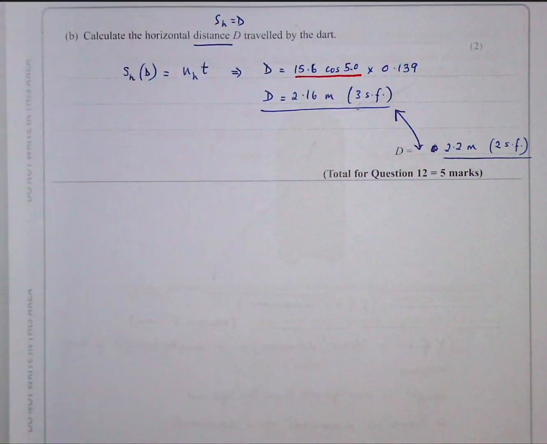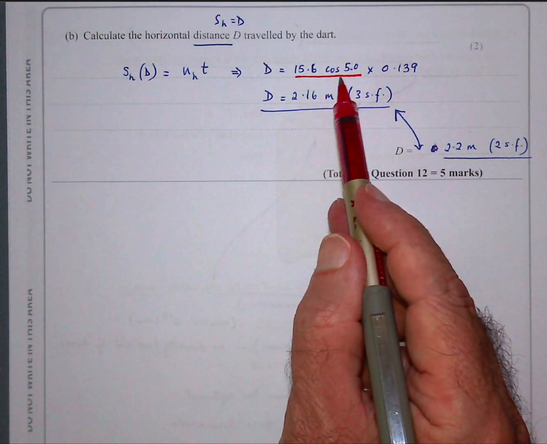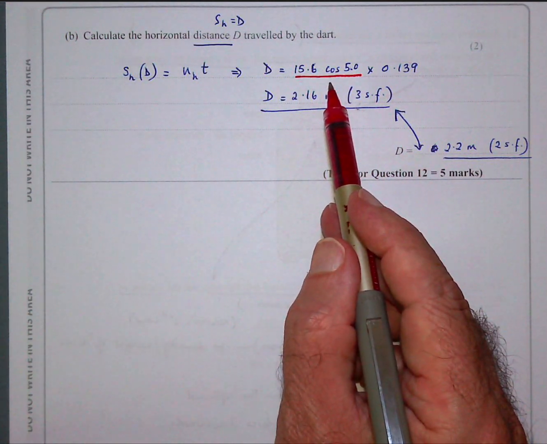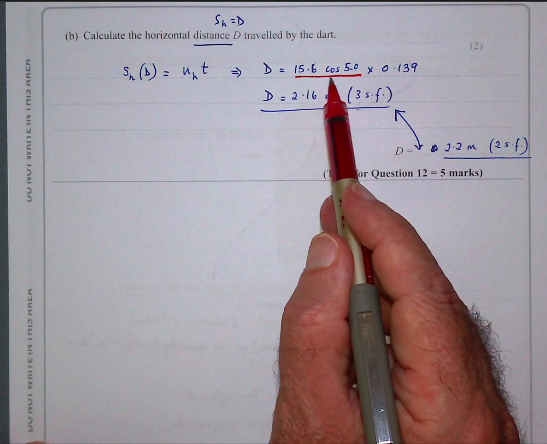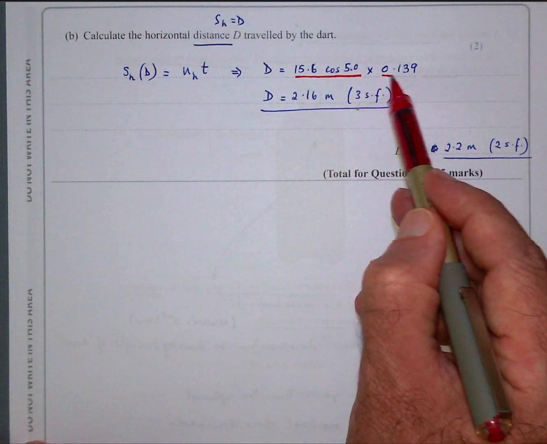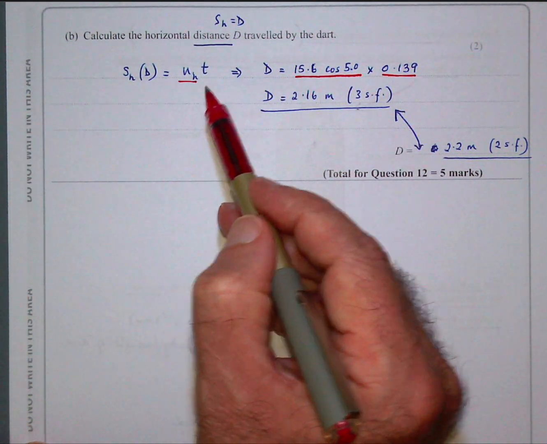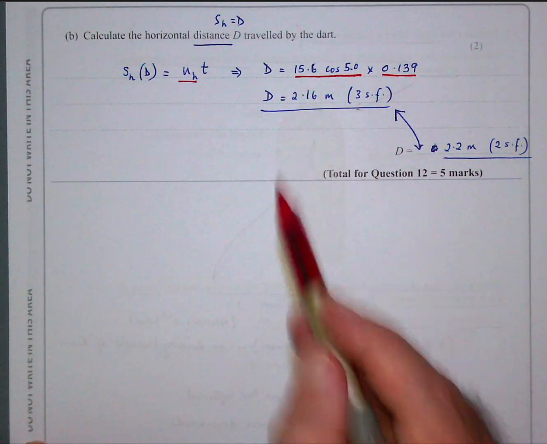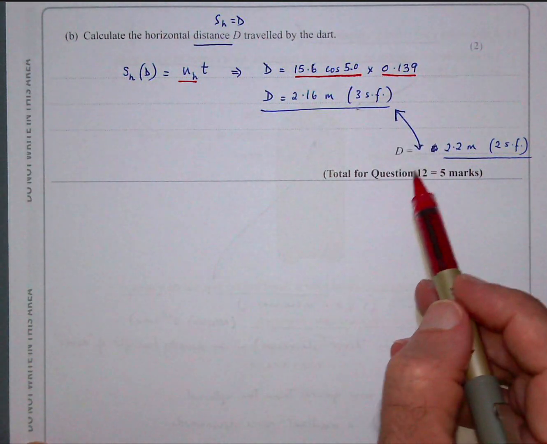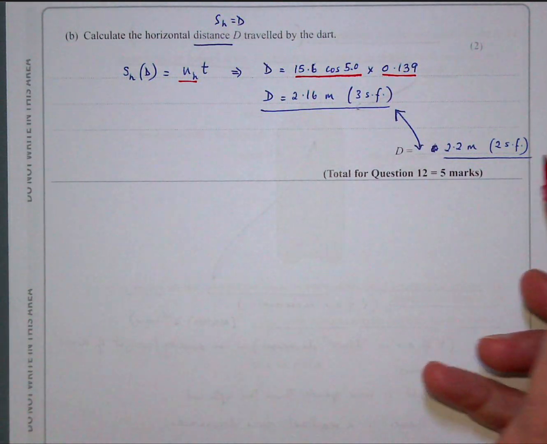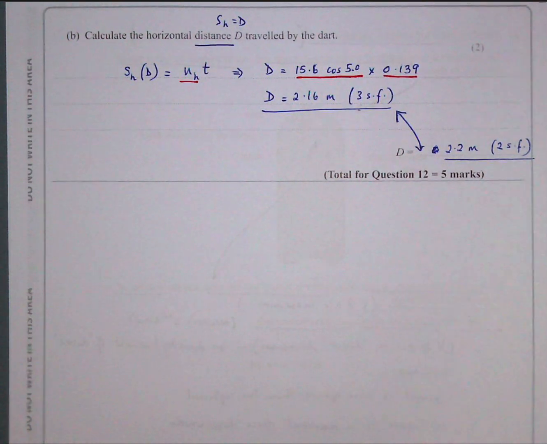So we're using the cos resolution of the vector horizontally, and horizontally there is no air resistance, so it's going to go at constant speed. You know the time of the flight, multiply the horizontal speed, it's not going to change, by that, and you get 2.16 if you're doing 3 significant figures, 2.2 meters if you're doing 2 significant figures, and that's how you get question 12.